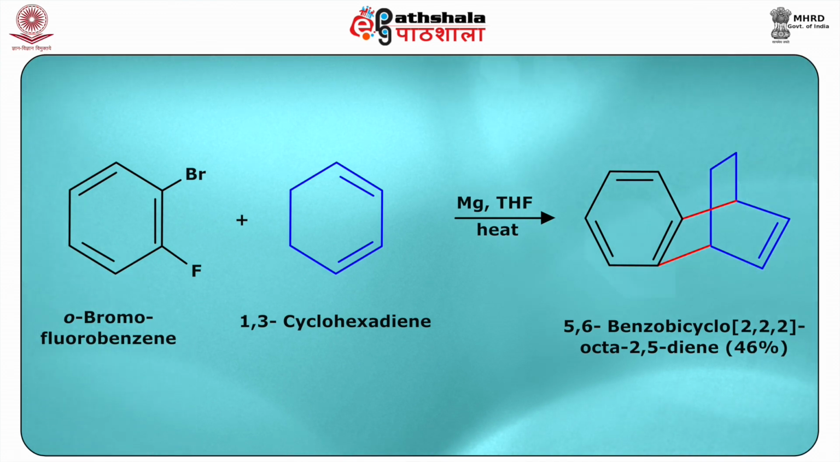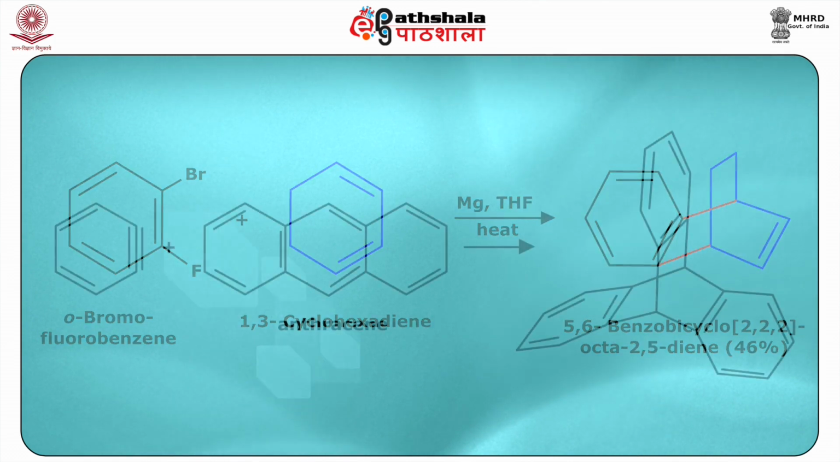In this case, the benzyne intermediate will be formed and thus it reacts with 1,3-cyclohexadiene to give you a Diels-Alder adduct as given in the product. Here it is given in the 46% yield.